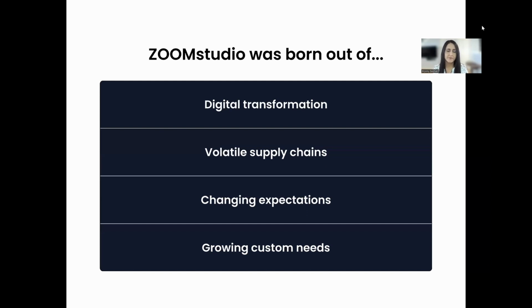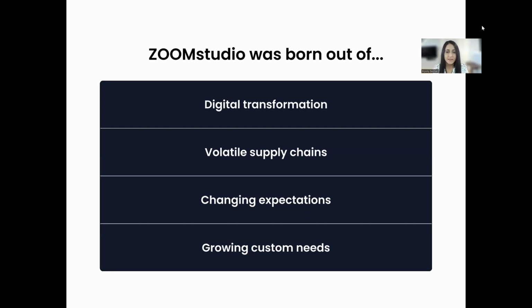Another huge catalyst for building ZOOMstudio was the issues that all of the volatile supply chains were causing for suppliers. They would create these beautiful catalogs and get them up on Zoom, but updating them became quite difficult. Every time price changed, they'd have to go back to their design files, update, export, upload. So we wanted to create a product connection with ZOOMstudio to enable that data to directly feed into what was being created.